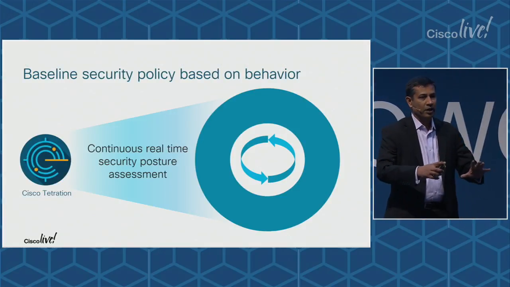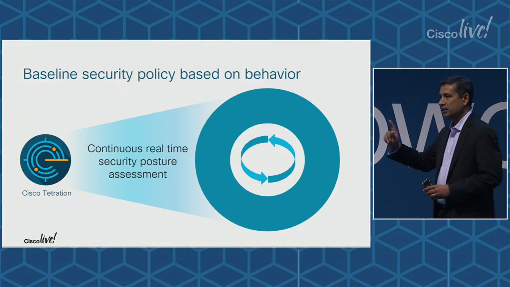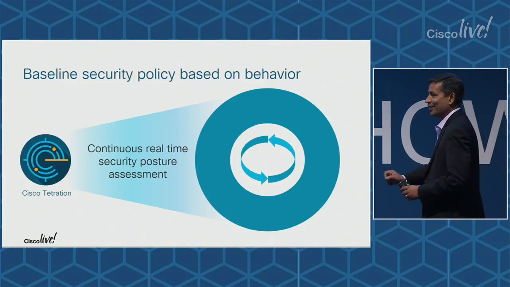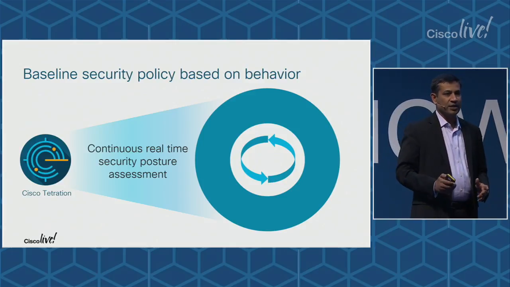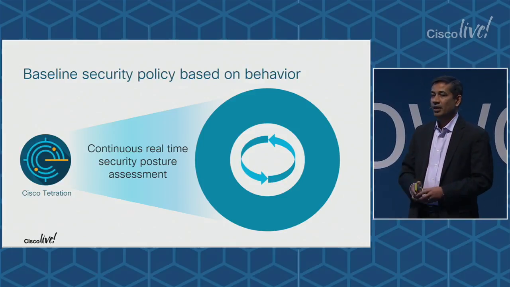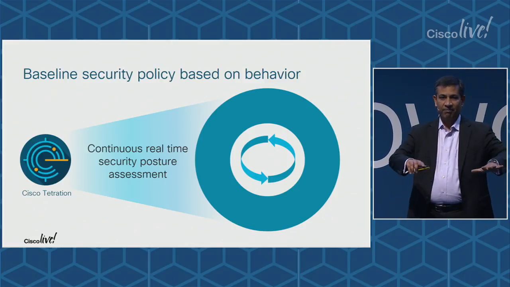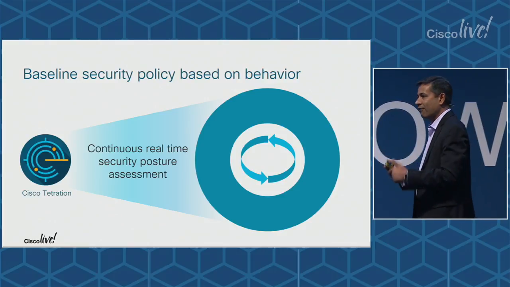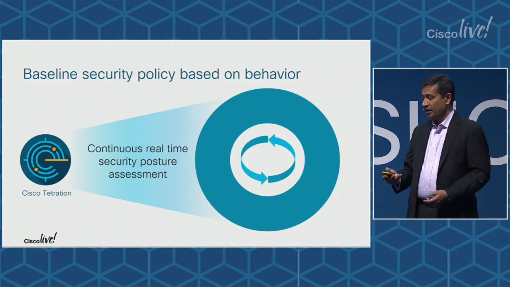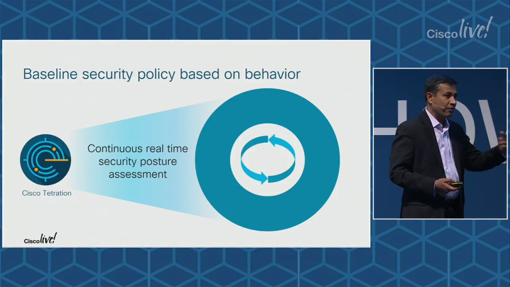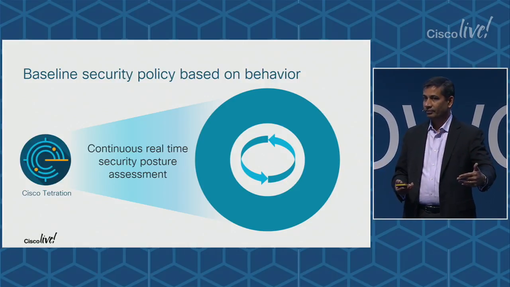Now let me walk you through a journey on how Tetration achieves the workload protection at the policy. So first thing, know where you are. If you don't know where you are, don't change your policy. That could get you in trouble. So first thing Tetration does, we hear it from customers all the time: what are my applications? How are they behaving? I don't want to break them. Give me a baseline. So first thing we do is define that baseline. So we use machine learning to understand what the environment looks like. That baseline is constantly reevaluated. Every 60 seconds, Tetration will go and look at how that baseline is changing over time.